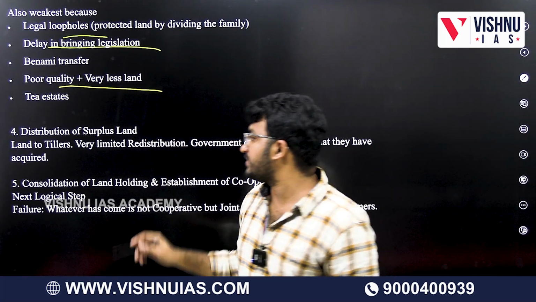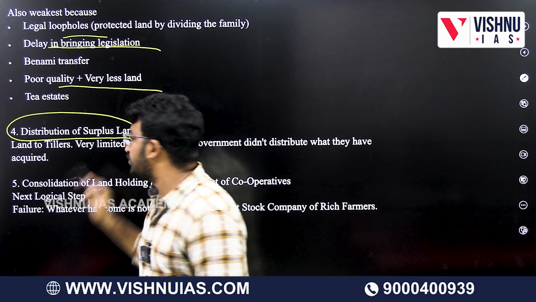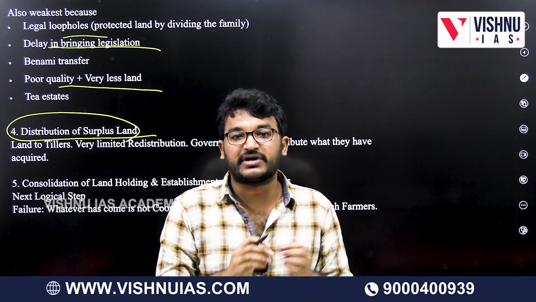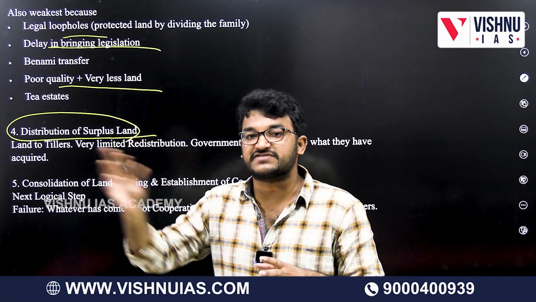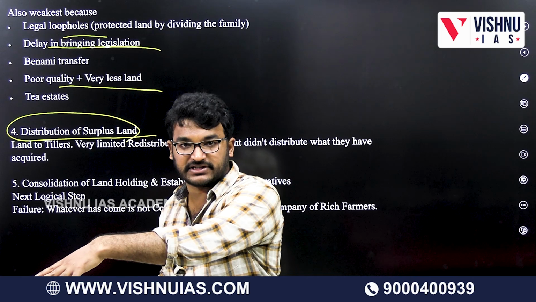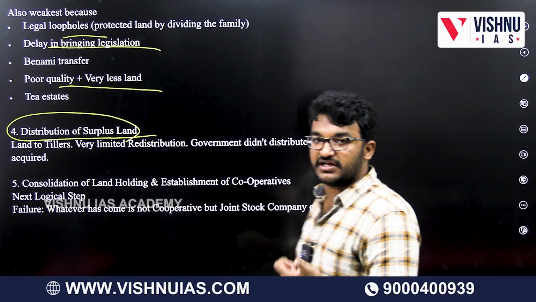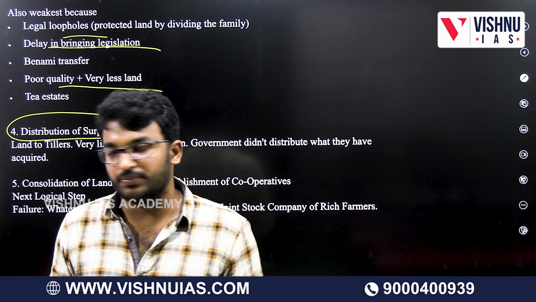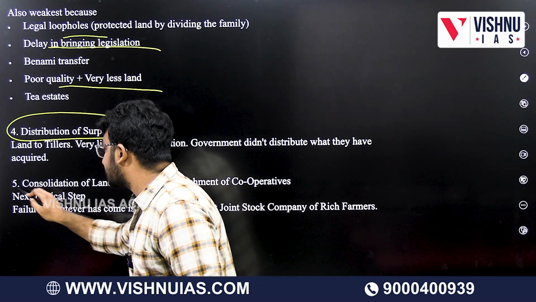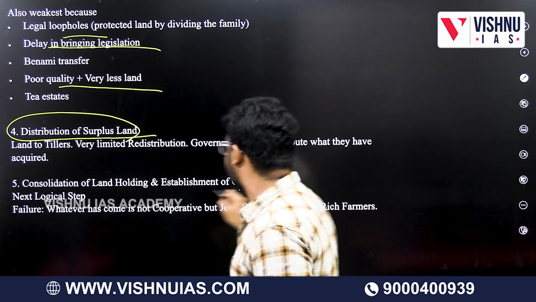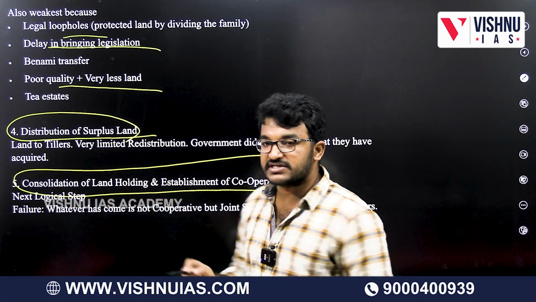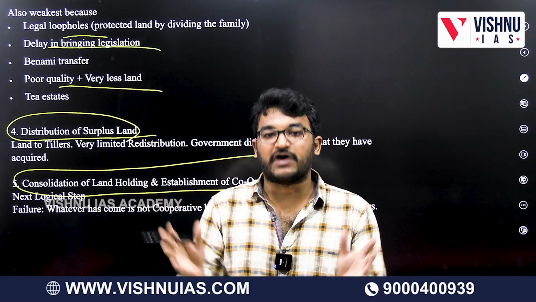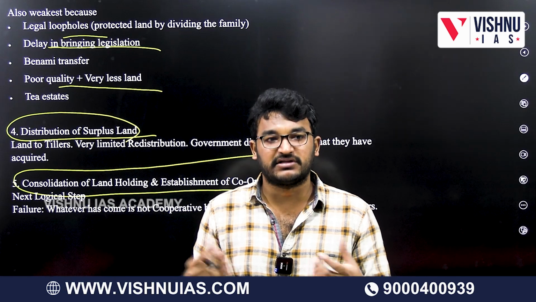Next, the fourth land reform is distribution of surplus land to the tillers. In the land ceiling, excess land is taken by the government, and in the fourth land reform, the surplus land is distributed to other persons. Now, what happened? Very limited redistribution happened. The government couldn't redistribute it even until now. Next, the fifth thing is consolidation of landholdings and establishment of cooperatives. Because there are small and marginal farmers, if a cooperative farming model is created, it will be useful.